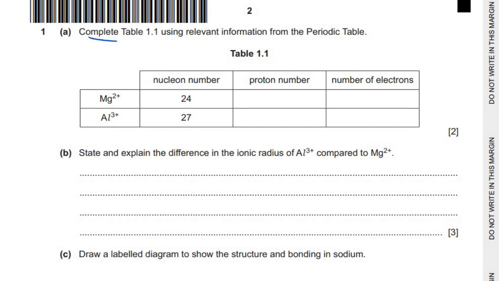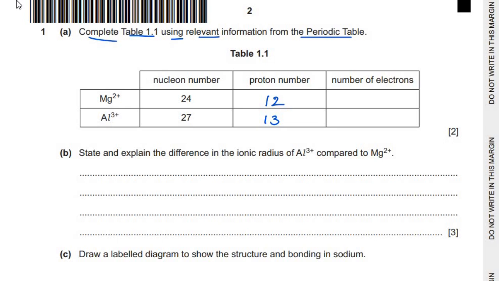It says complete table 1.1 using relevant information from the periodic table. So using the periodic table, we can fill up the table where it says Mg2+ and Al3+, that is magnesium ion and aluminium ion, are given here. The nucleon number is given here, and we are supposed to find out the proton number from the periodic table. The proton number of magnesium is 12 and aluminium is 13.